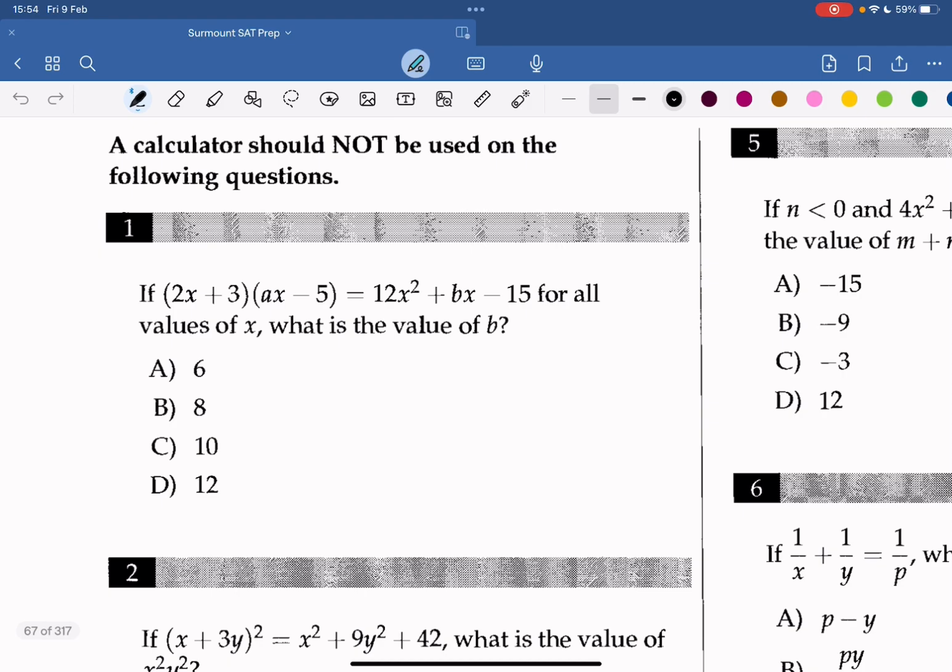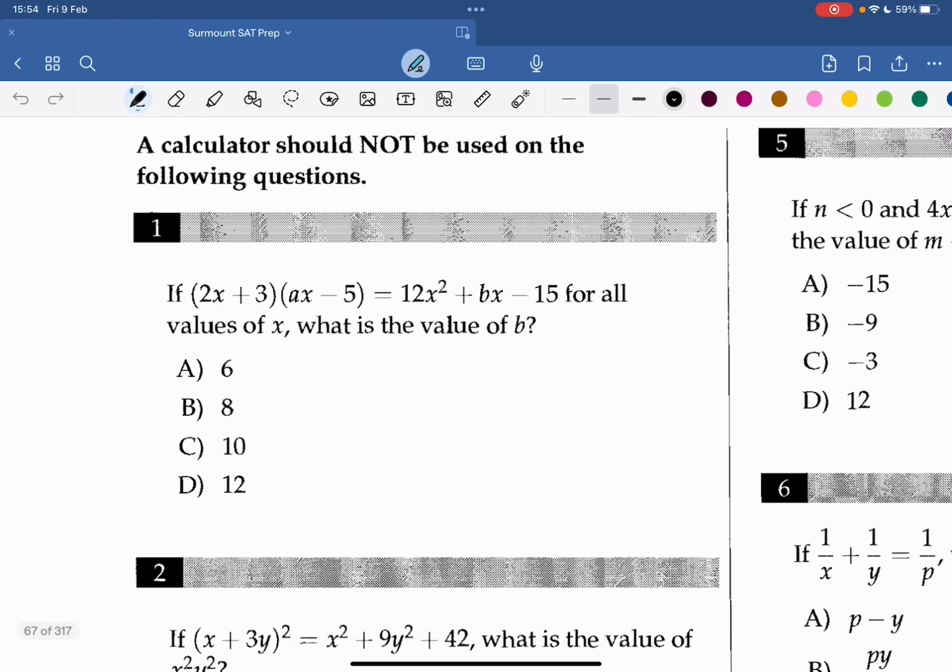Question 1. If (2x + 3)(ax - 5) is equal to 12x squared plus bx minus 15 for all values of x, what is the value of b? So simply what we can do here is to solve this portion of the equation that we got. So let's just expand this. If you have 2x plus 3 times ax minus 5, we can multiply by foiling.